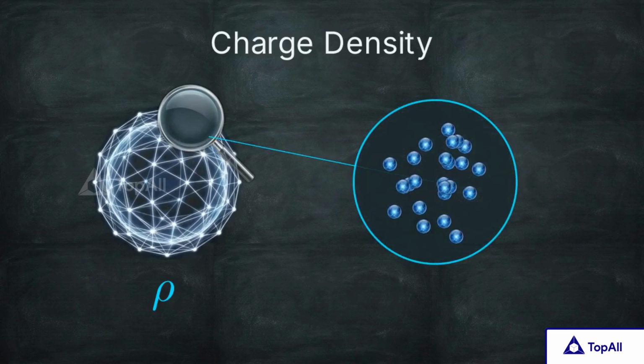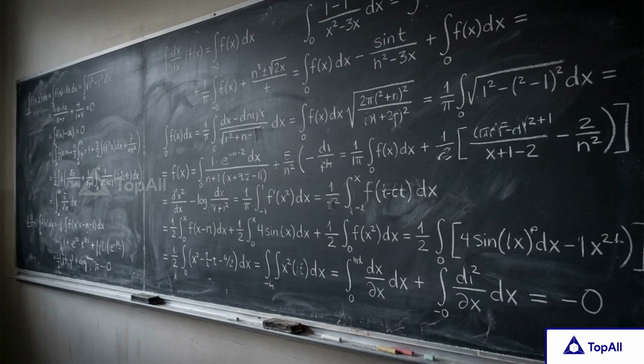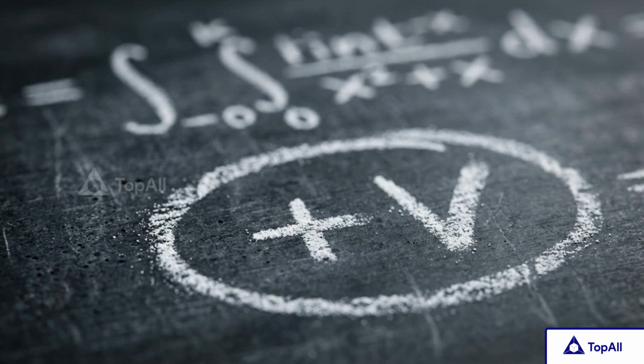Because we now have an infinite number of these tiny charged slivers, the discrete summation symbol from our previous equation stretches out to become a continuous integral sign. The resulting calculus might look intimidating on a chalkboard, but the core logic remains exactly the same. We are still adding up simple scalar values to find the total potential.